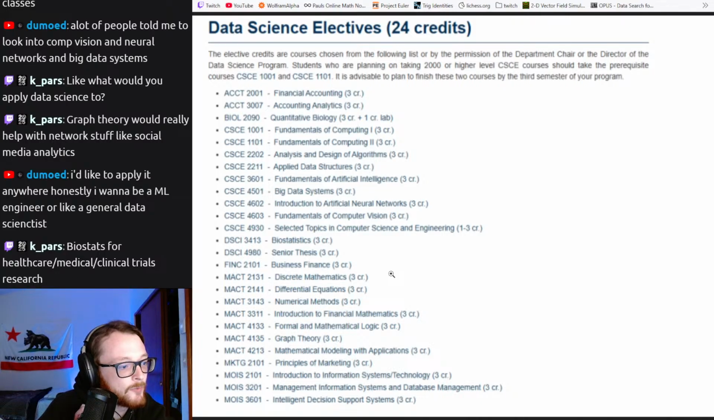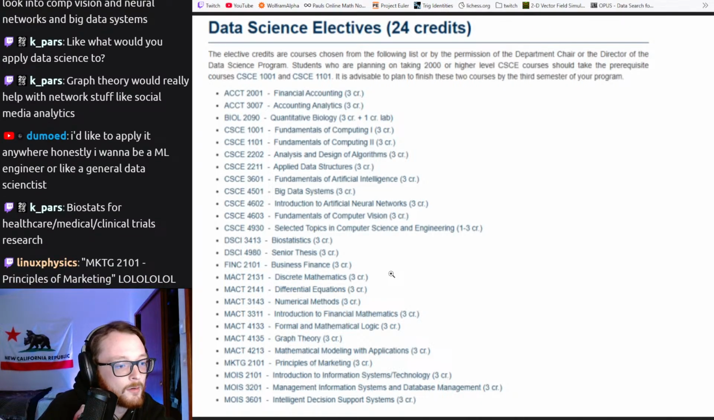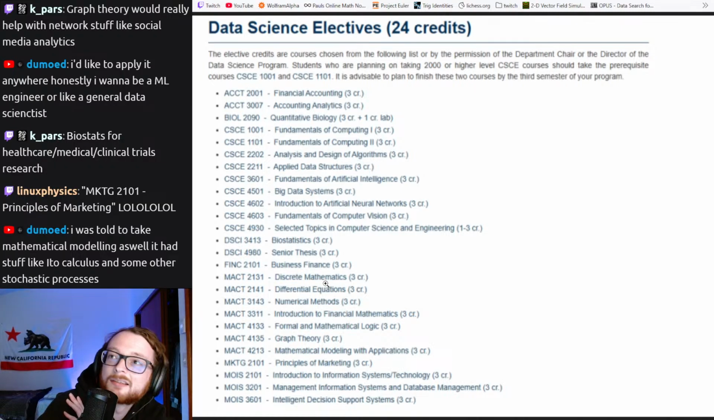Machine learning engineer, like a general data scientist? Okay. Principles of marketing is on here? Oh yeah, it is. That's kind of weird. Discrete math. Kinda. I like differential equations and numerical methods, but you might not be. I wouldn't do math logic. At least not unless you're interested in it for its own sake.